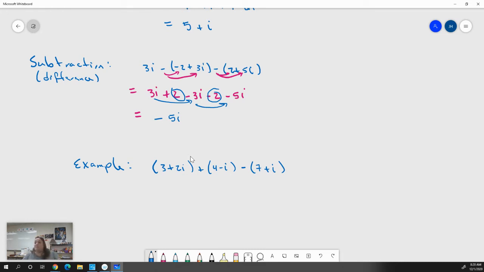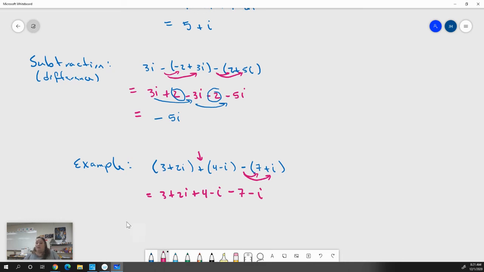We're going to do the same thing. We're going to look at these. Here, no negative, nothing on the outside, I can just rewrite this, 3 plus 2i. Same right here. On the outside here, I have a positive, so this can just come right out of the parentheses, and I would have plus 4 minus i. But here, I would have to distribute, so that becomes minus 7, and that becomes minus i.